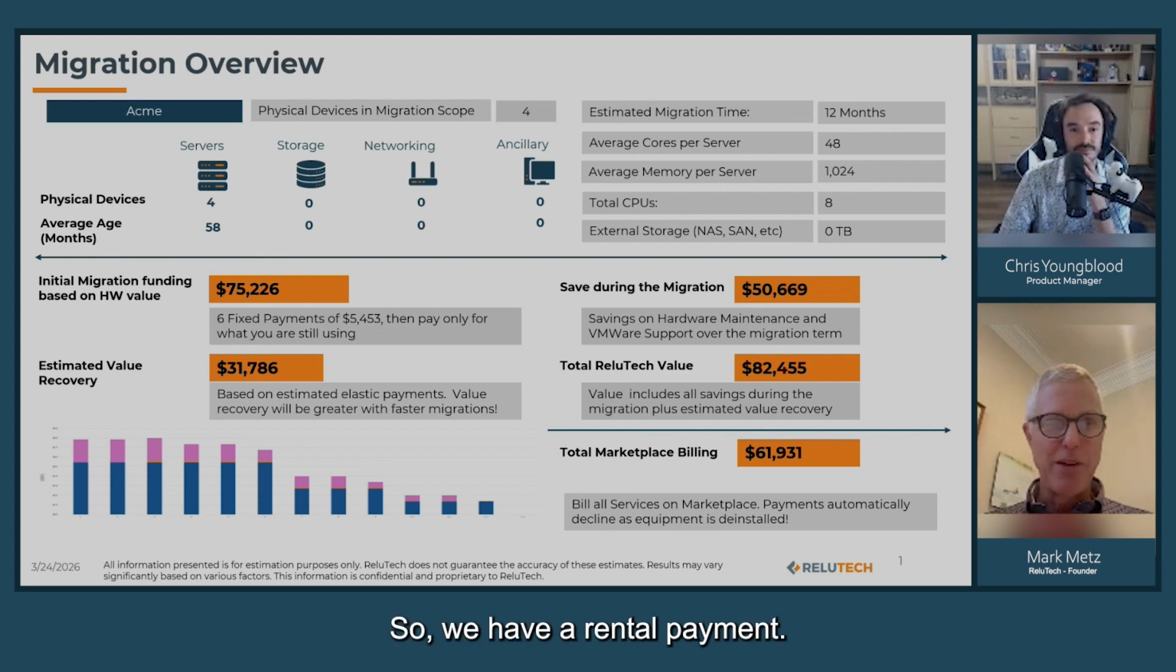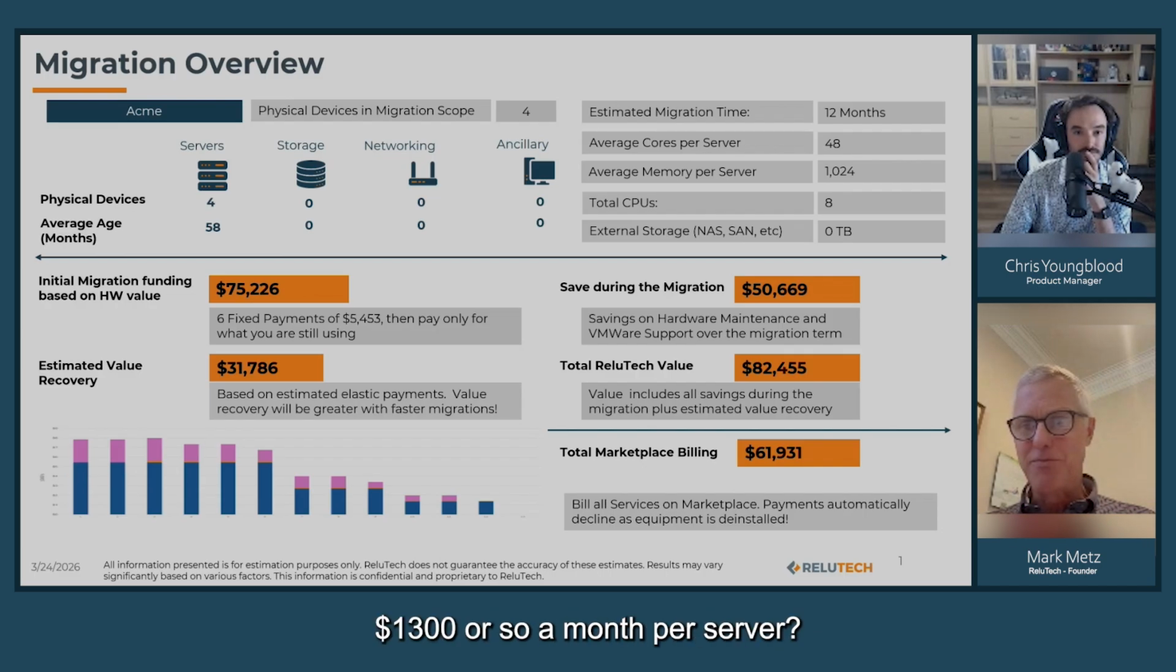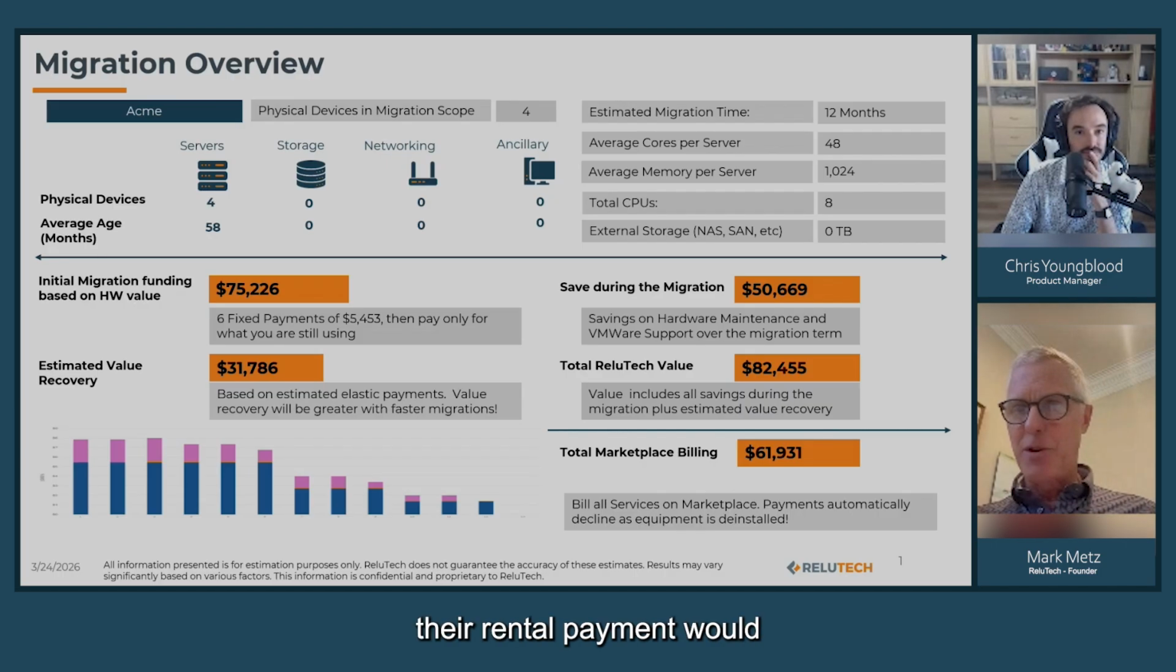So we have a rental payment. So we have payments of $5,453. If you divide that by 4, what's that? $1,200, $1,300 or so a month per server, give or take. So yeah, the rental payment would drop by that amount, and their maintenance price would also drop.